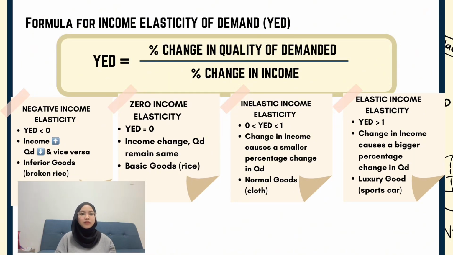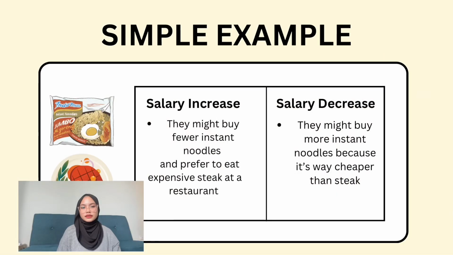For example, clothing. As for the last one, when YED is greater than 1, it becomes elastic income elasticity. This means that demand increases more than the increase in income. When income grows, people tend to spend significantly more on these products. For example, sports cars. To make it easier to understand, let's compare instant noodles and steak.